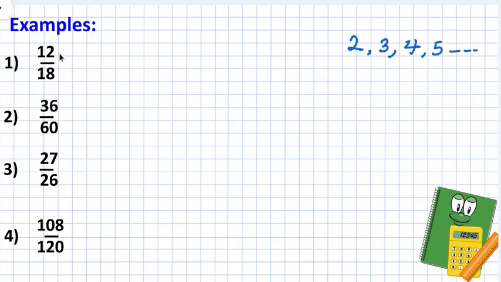Let's see if 2 can. Now, 2 is a common factor. 2 can divide both 12 and 18. So we divide both by 2. 12 divided by 2 gives us 6, and 18 divided by 2 gives us 9. So we have 6 over 9. Now, 6 over 9 can be simplified further. So we're going to use 3.